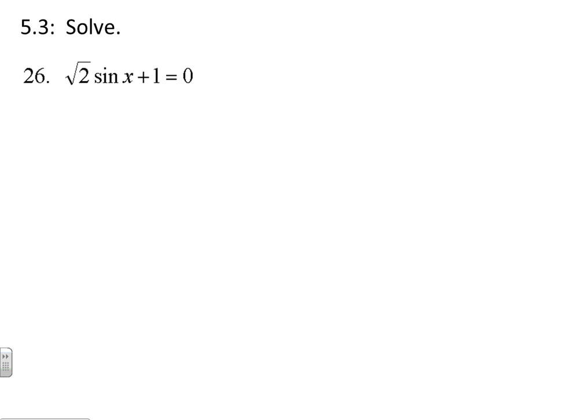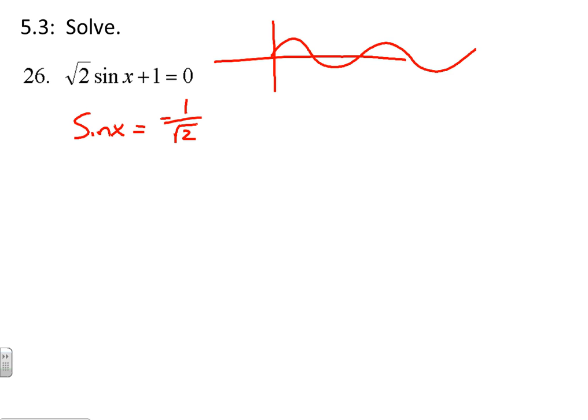Okay, in this case, we just have a single trig function, sine of x, so we're going to isolate sine of x. And I get sine of x equals, to isolate sine of x, I will have had to have subtracted 1 and then divided by square root of 2. And here's a graph of sine of x that we should all at this point be familiar with.